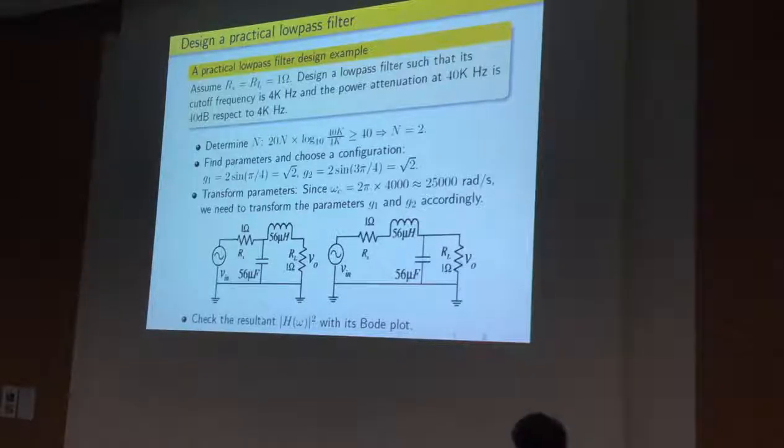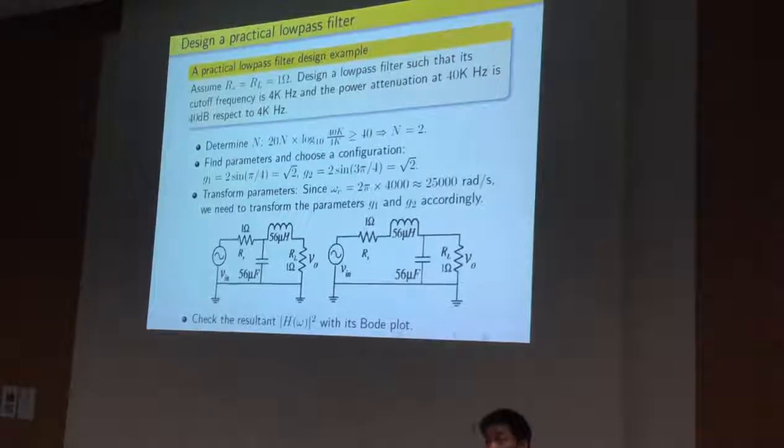Then we need to transform. This is just the parameter for a low pass prototype. It means the cutoff frequency for the low pass prototype with these two parameters is only 1 radian per second, whereas in our case, it must be 4 kHz. So we need to transform our parameters. But first step, we need to find the practical low pass filter cutoff frequency in radians per second. This is very important.